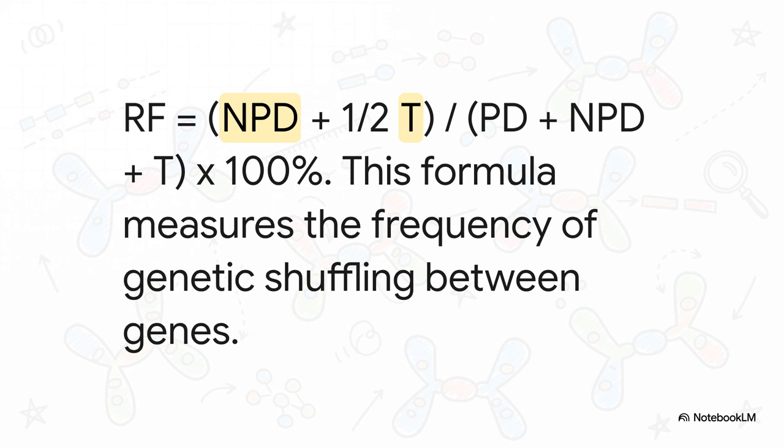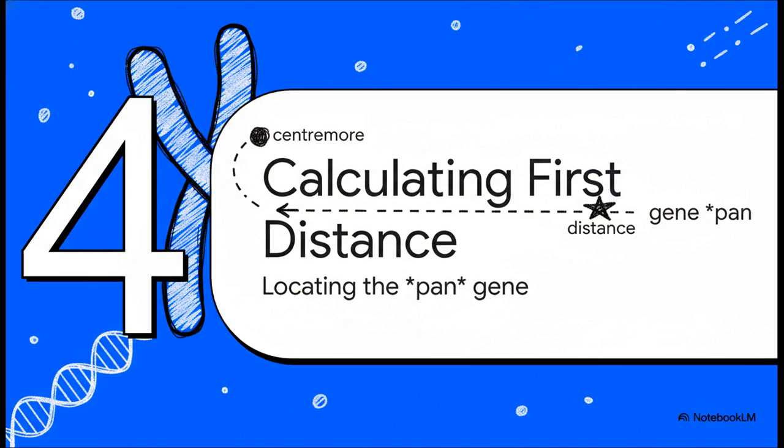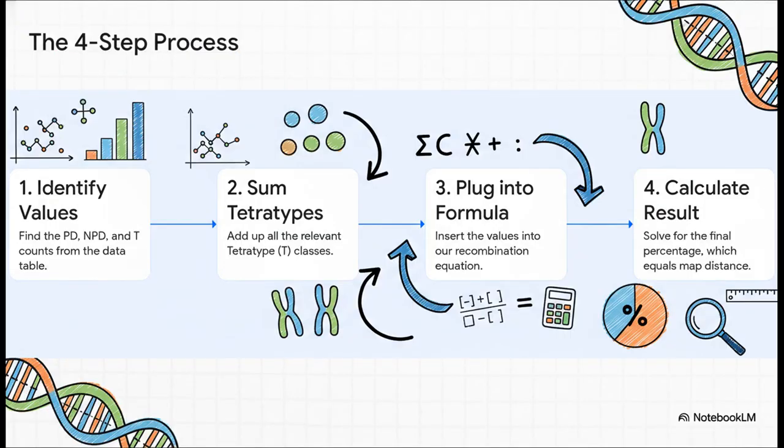That gives us the frequency of recombination, and that percentage is the key to our entire map. Okay, time to put this formula to work. First up, we're going to calculate the distance between a gene called PAN and a fixed point on the chromosome known as the centromere. The process here is really straightforward. We'll just grab the right values from our data table for the PAN gene, add up the tetratypes that matter, plug everything into our formula, and boom, we'll calculate the final result.